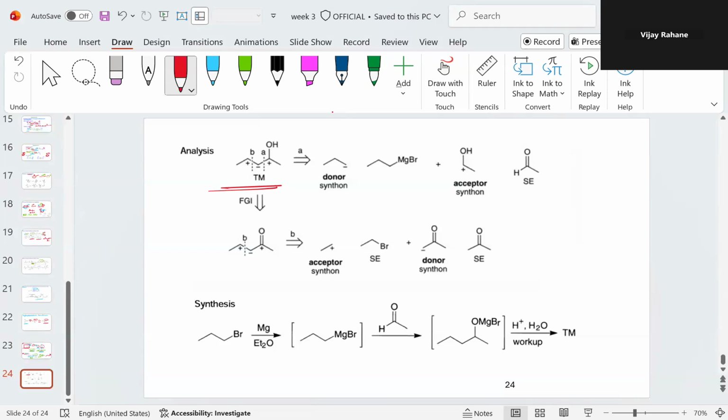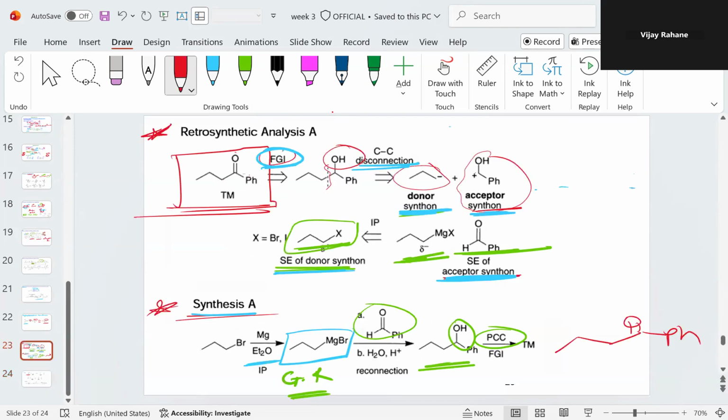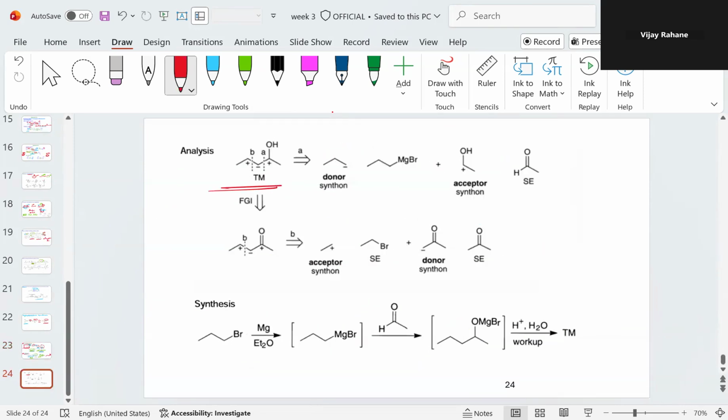We can do it in a similar manner to the earlier question. This is a very similar, almost identical example. Here, on the A part, we did the disconnection and we got the donor synthon, which is obviously achieved from methyl magnesium bromide, and the acceptor synthon, which can be achieved from this aldehyde. So this is the simple retrosynthesis of this molecule.